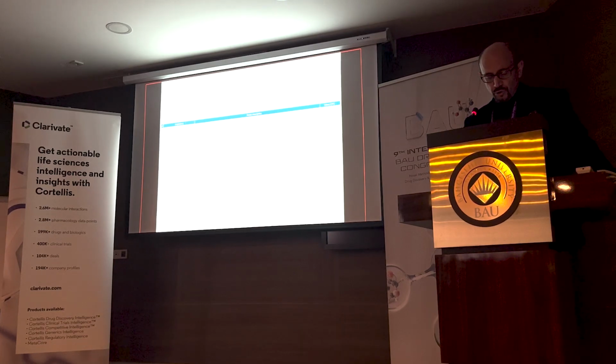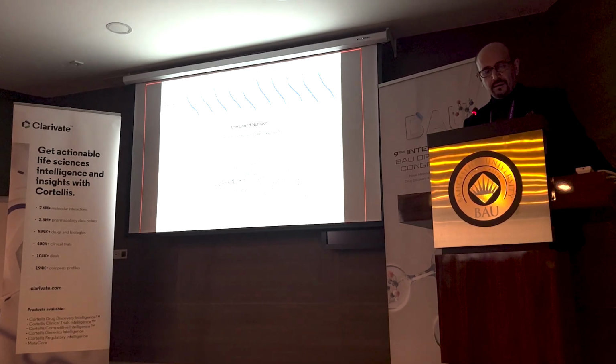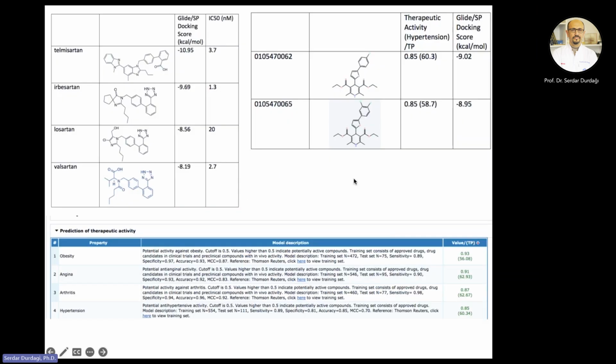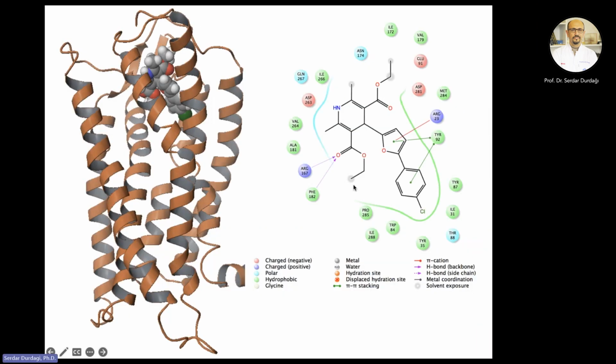I would like to show one example where we already did this using Metacore. Here we screened more than 5,000 molecules to predict the therapeutic activity, from 1 to 0. You can also check the therapeutic activity value versus the TP, and then you can get which target structures can be used, and you can do docking and get an idea.